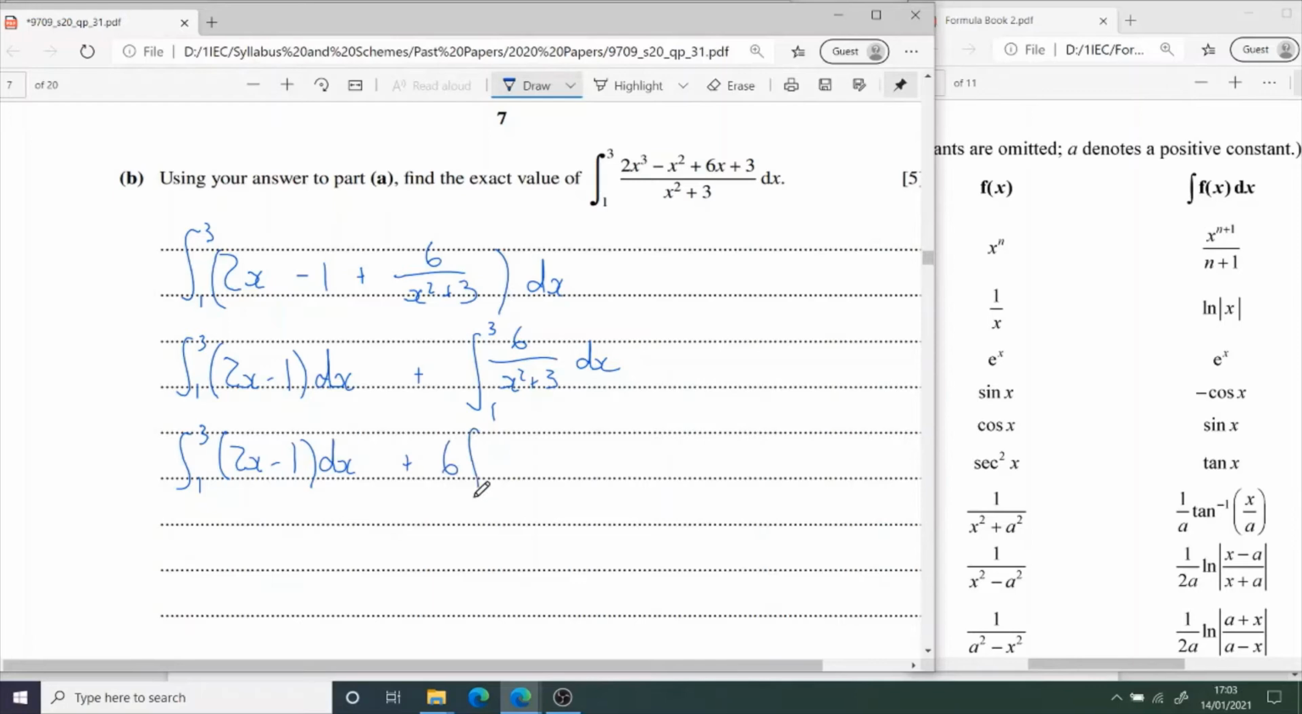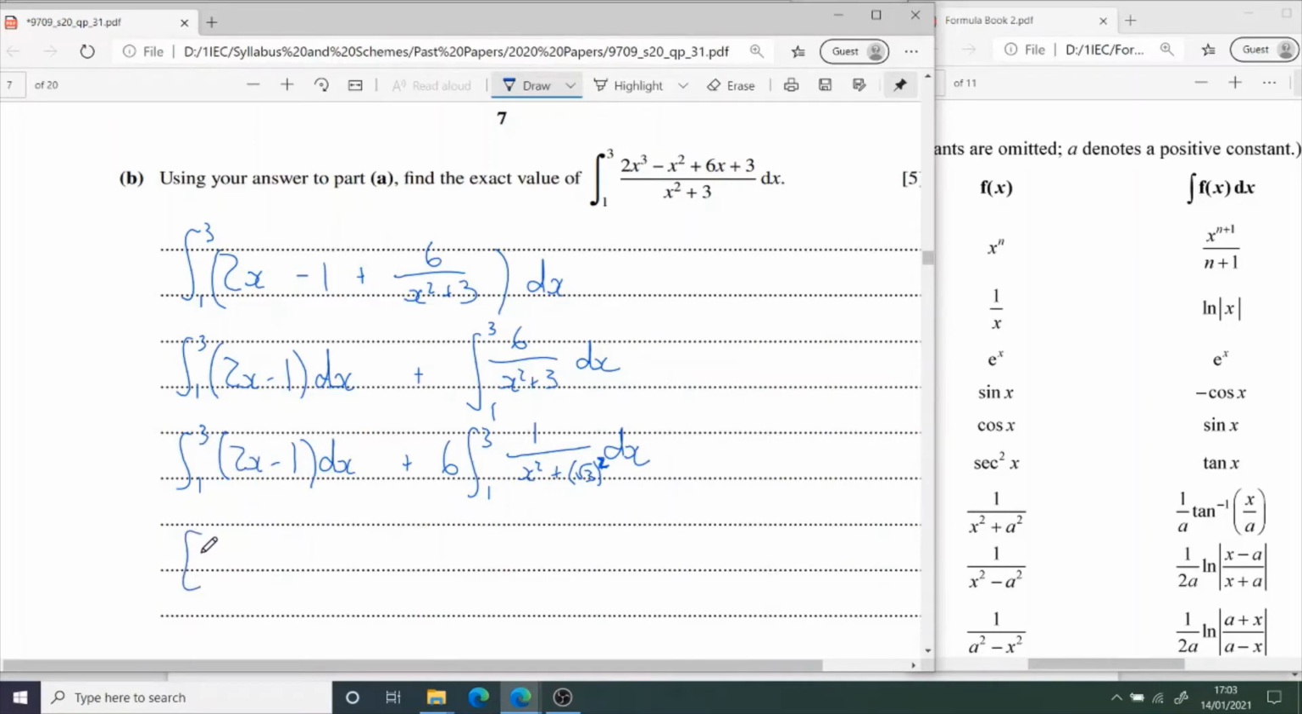So 6 times 1 over x squared plus 3 dx. Now we've got it just about in that form. It's worth noting that a squared is equal to 3, so if it makes it easier for you to think about it, we could write this as square root of 3 all squared. Okay, now let's integrate.